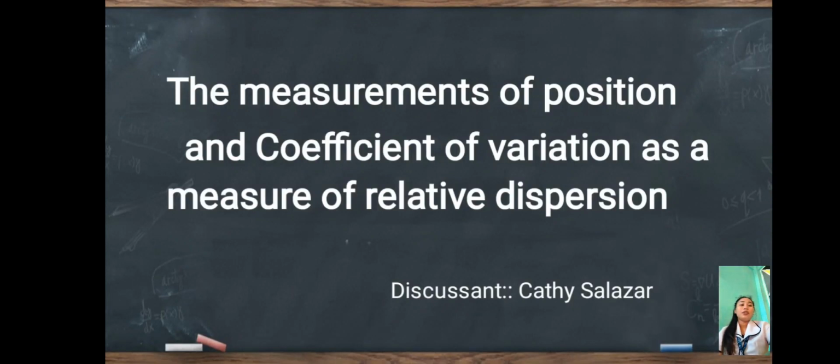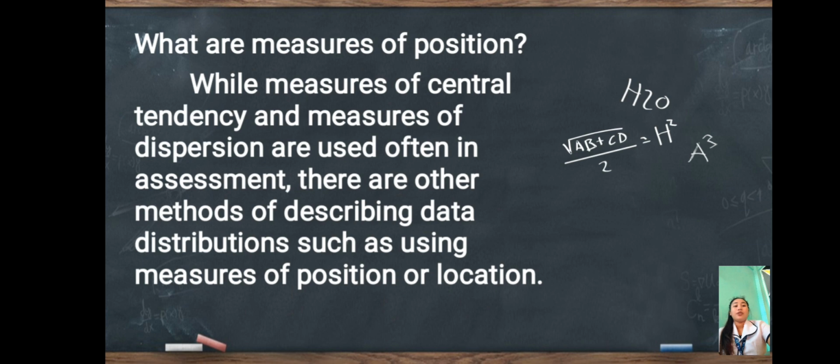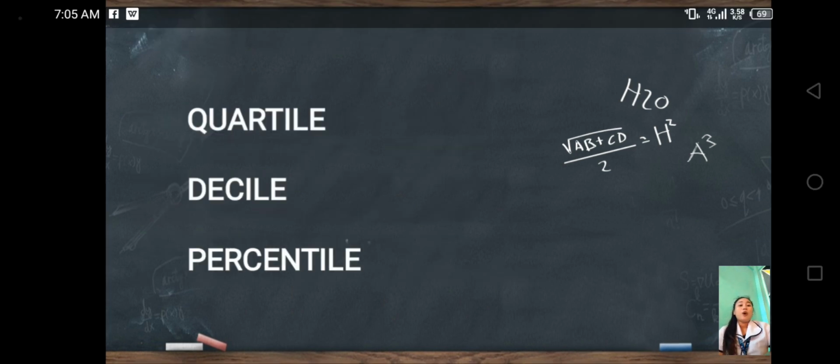Salazar, and I am going to discuss the measurements of position and the coefficient of variation as a measure of relative dispersion. So first, what are measurements of position? While measures of central tendency and measures of dispersion are used often in assessment, there are other methods of describing data distribution, such as using measures of position or location. So, what are these measures? They are quartile, decile, and percentile.